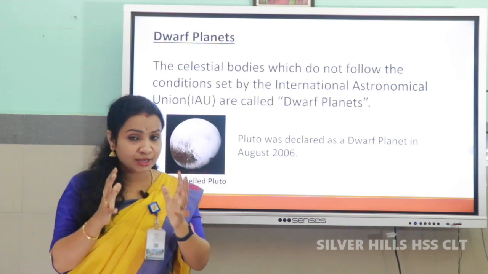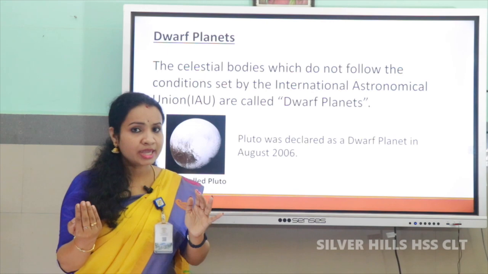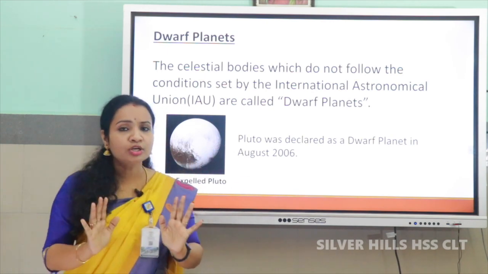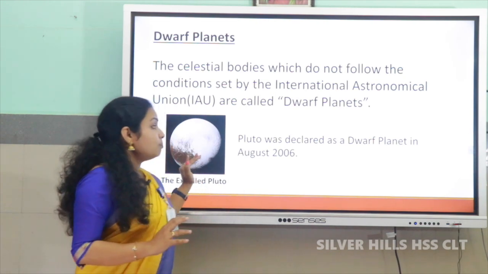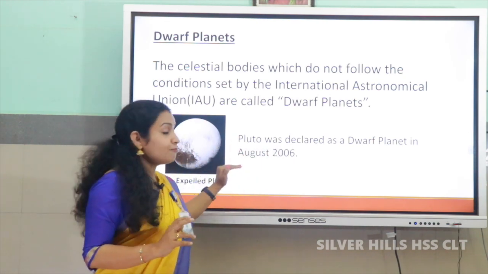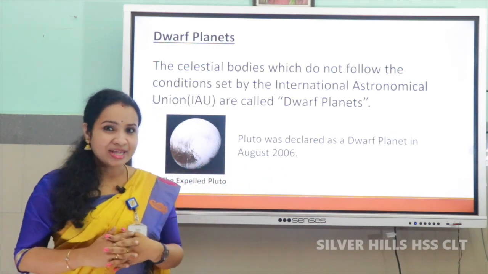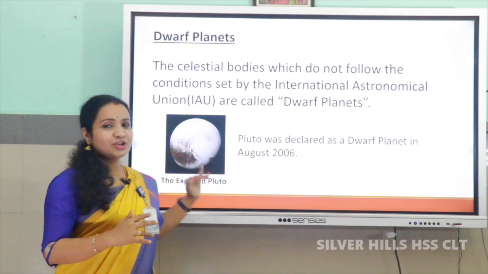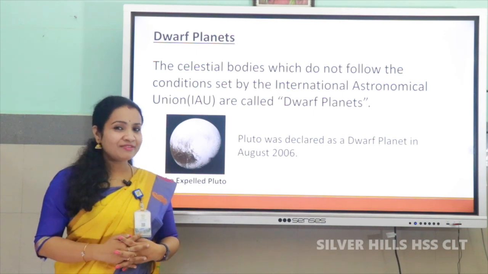According to IAU, all the planets must revolve in an orbit. If they are moving away from the orbit, they are not called a planet. So Pluto was declared a dwarf planet in August 2006. Okay children, is it clear? So Pluto is called a dwarf planet. I hope it is clear to everyone till here.